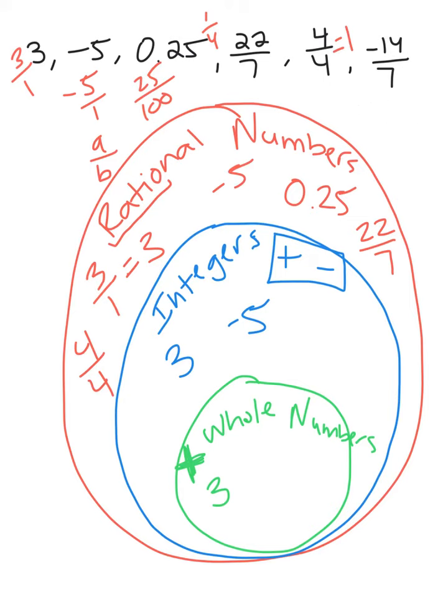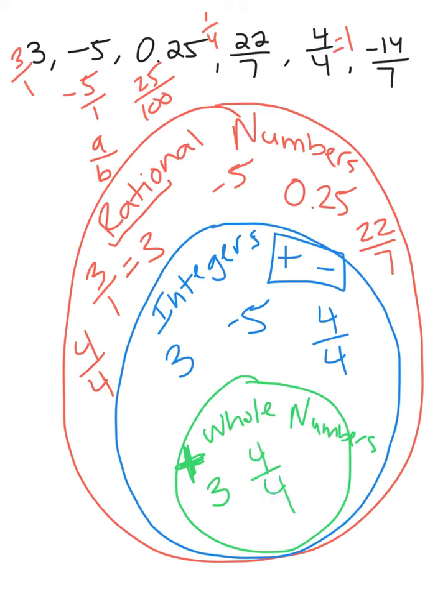Okay, so I'll get rid of that. And I know that 4/4 is equal to 1, and it does not have to be written in that ratio form, so I'm going to put it in my integers. Okay, can it go into whole numbers? Yes, because it's positive. There's no negative sign there, so I know that it can go into my whole numbers.